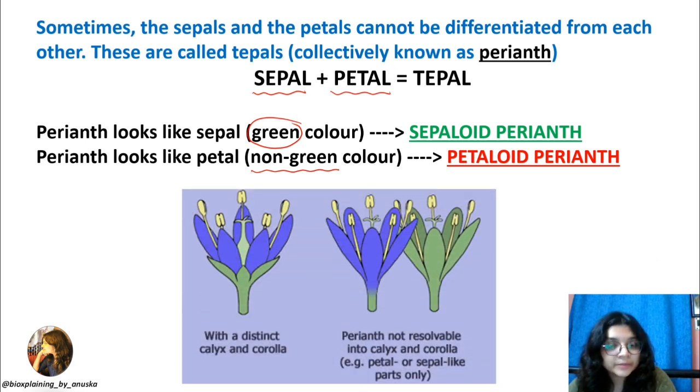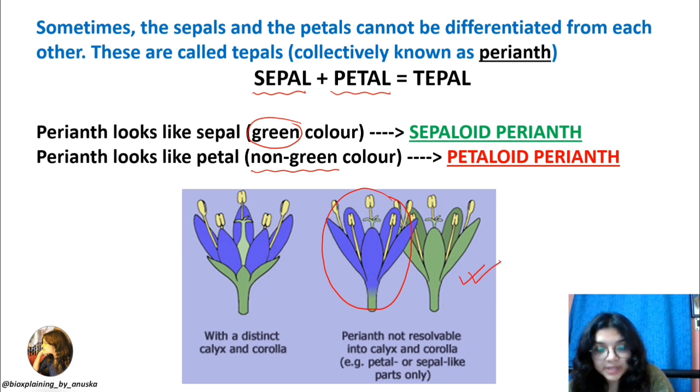So if we look into this diagram that has been shown, the left hand side figure shows a very distinct calyx and corolla. The calyx is green in color and the corolla is bluish in color. But the right hand side image, what does it show us? It shows us perianth. That means we cannot differentiate between the sepals and the petals. So this diagram shows us what? That the perianth is kind of brightly colored. That means it is a petaloid perianth. And this right hand side one is a sepaloid perianth. That is, the entire structure is green in color.